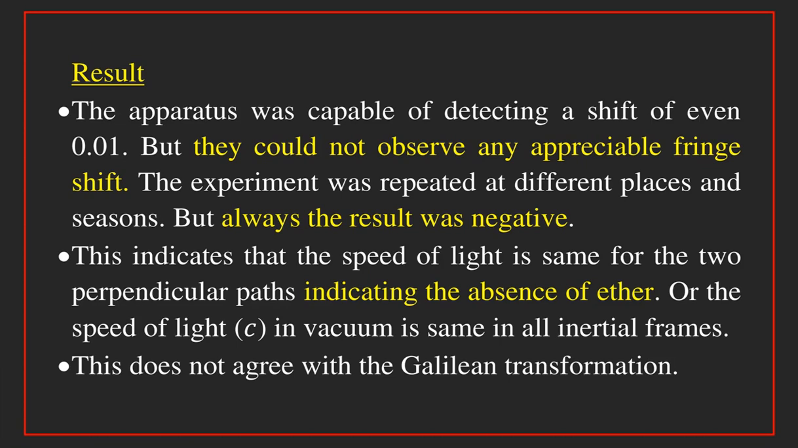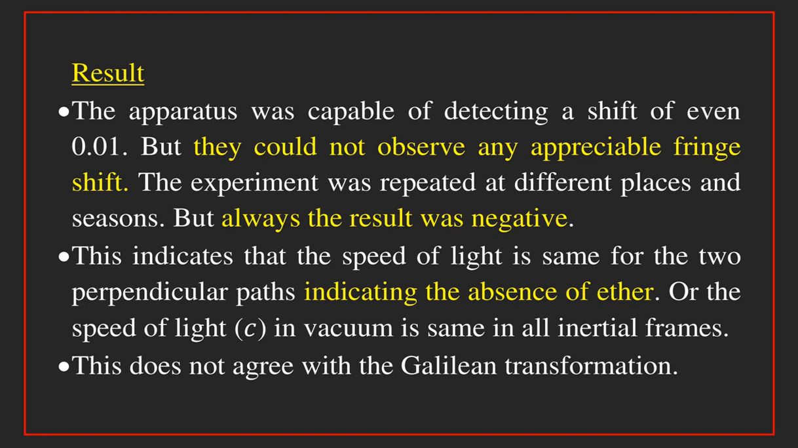Their apparatus was very sensitive. It was able to detect even a phase shift as small as 0.01. So the phase shift of 0.4 could be easily detected by the apparatus. They repeated the experiment at different places and at different seasons, but always the result was negative. So this is the most famous experiment, called the most famous failed experiment.